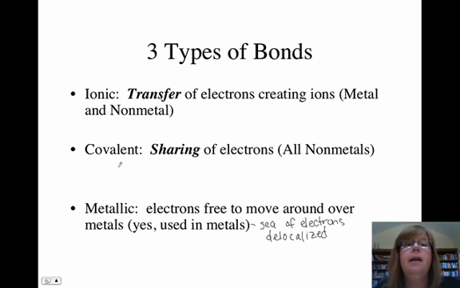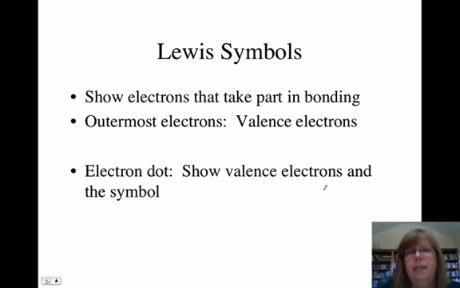So the key words: ionic bonds, electrons are transferred. Covalent bonds, electrons are shared. And metallic bonds, which are used in metals, are seas of electrons, free to move around electrons, or delocalized electrons. This video is going to be an overview of all of these types of bonding.